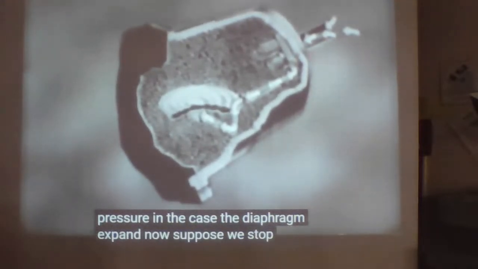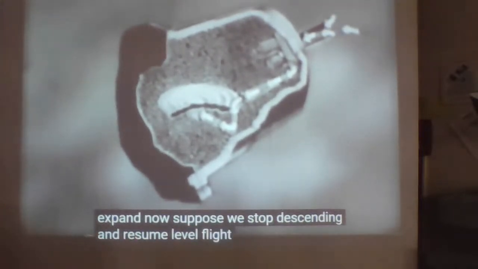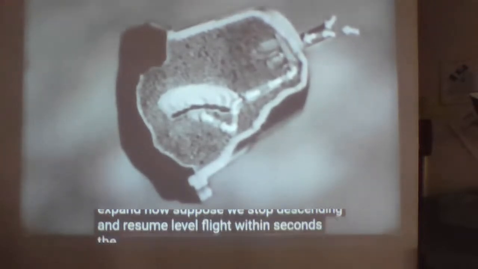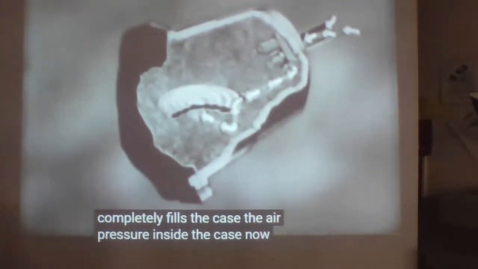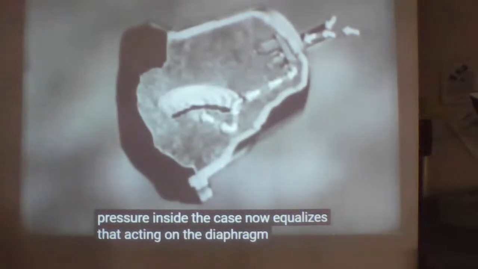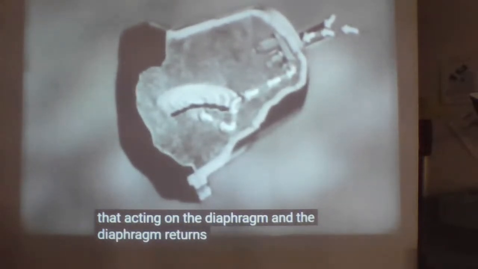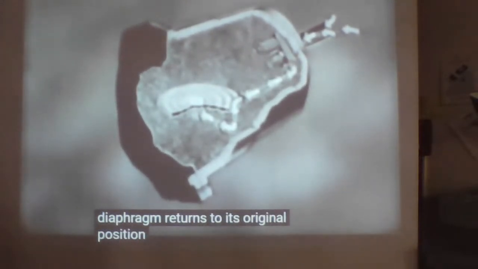Now suppose we stop descending and resume level flight. Within seconds, the air feeding into the diffuser completely fills the case. The air pressure inside the case now equalizes that acting on the diaphragm, and the diaphragm returns to its original position.